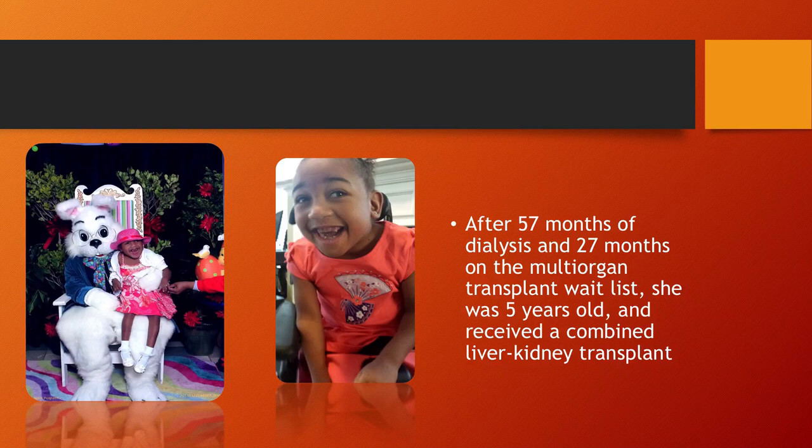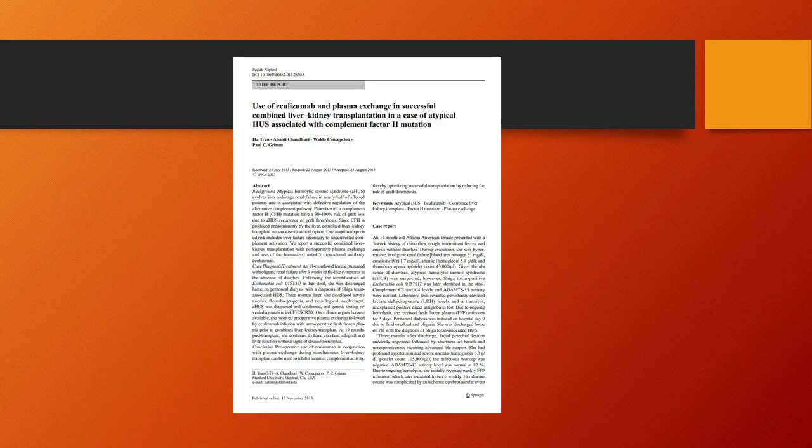So this is my patient. She has a liver kidney transplant. And she had been on 57 months of dialysis and 27 months on the multi-organ transplant list. And she was 5 when she received a liver kidney transplant. And they wrote about her in the Pediatric Nephrology Journal. She had a long journey, and she came before EQ, right? So we were in a group that hadn't really had that identification of what to look for. Well, it had been trained well to say he wasn't, right? You could argue it that way.